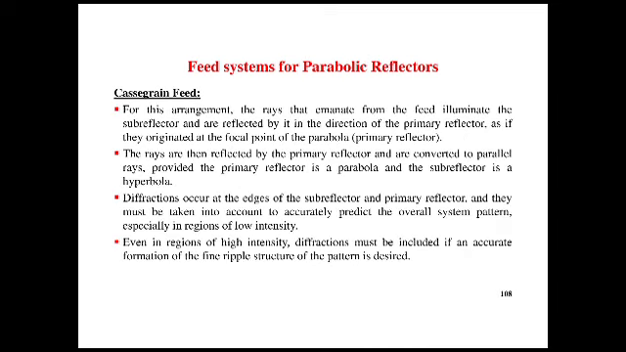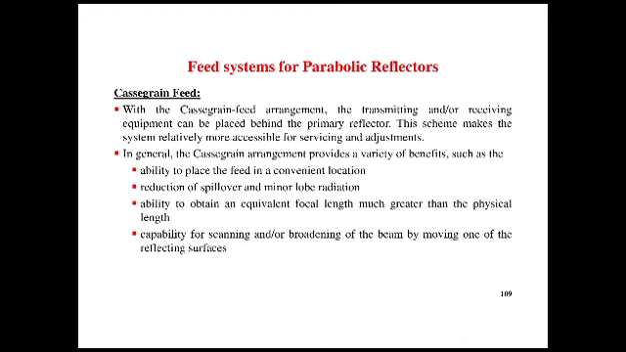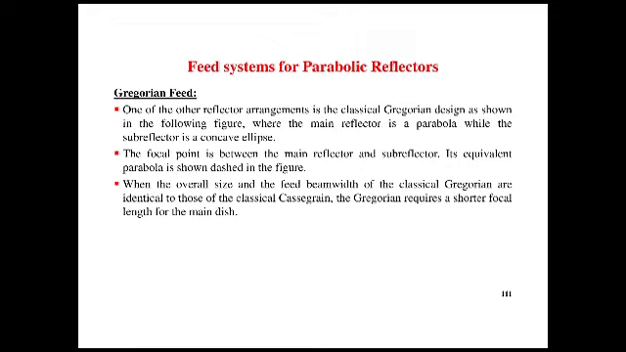For this arrangement, the rays emanating from the feed illuminate the sub-reflector and are reflected onto the primary reflector. Diffraction occurs at the edges of the sub-reflector and primary reflector, and must be taken into account to accurately predict the overall system pattern. Even in regions of high intensity, diffraction may be included if accurate formation of the fine ripple structure of the pattern is desired. So in most cases, the feed structure of the parabola is shown.